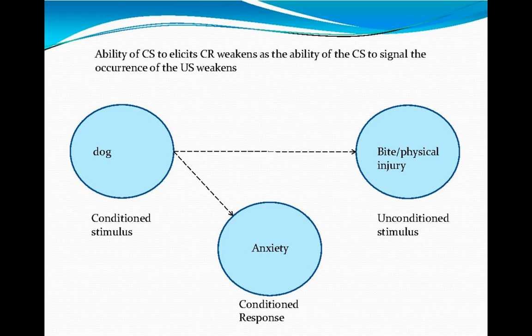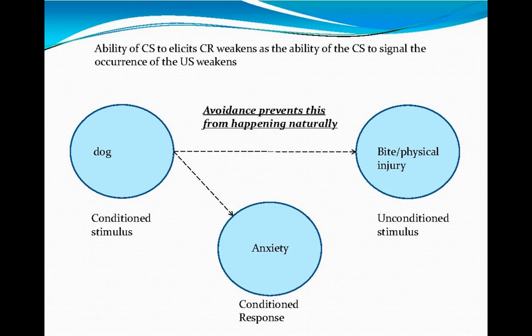And as I mentioned before, avoidance is the hallmark symptom of anxiety. And avoidance prevents the child or the adult from learning this naturally. So as the dog acquires the ability to elicit anxiety and the child avoids dogs, the child cannot learn that the dog is not actually a good predictor of being bitten.